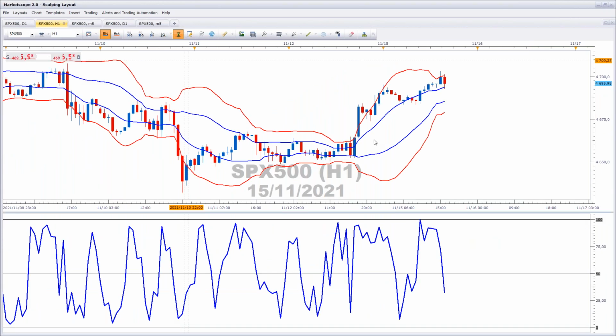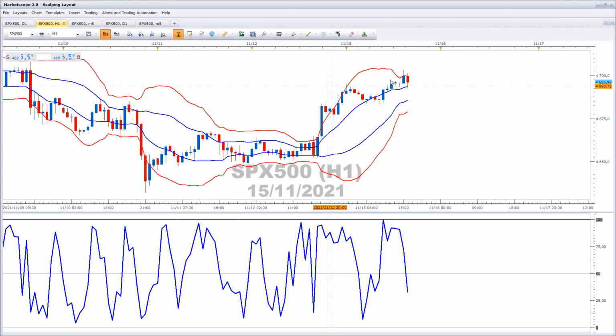Going through to the hourly chart, the position of the hourly chart here is in our zone 1. That's the upper red and upper blue. So we'll just keep an eye on that for the time being.